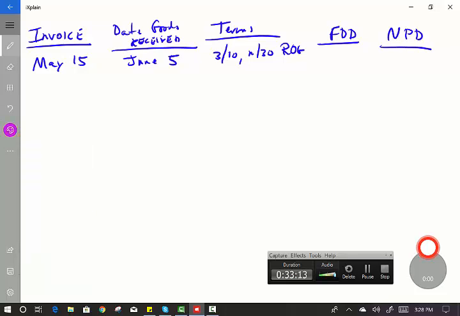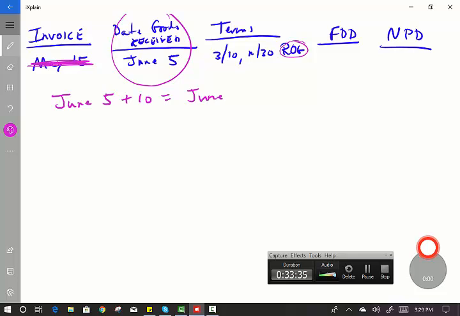Okay, since our terms are ROG for receipt of goods, I want to use the date that the goods are received of June the 5th, and I do not want to pay any attention to the May 15th date. So I'm going to start with June the 5th and add 10 days to give me June the 15th for the final discount date.